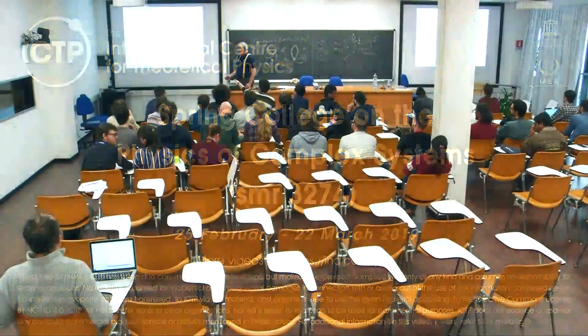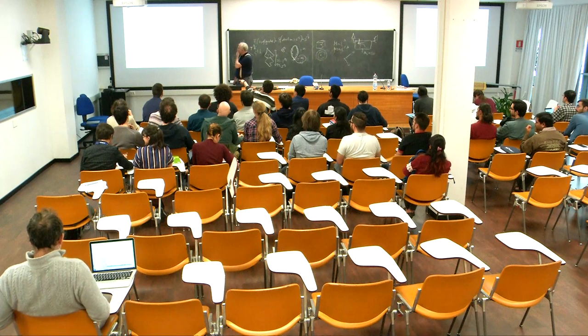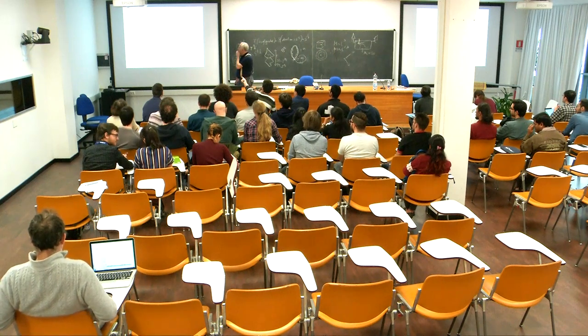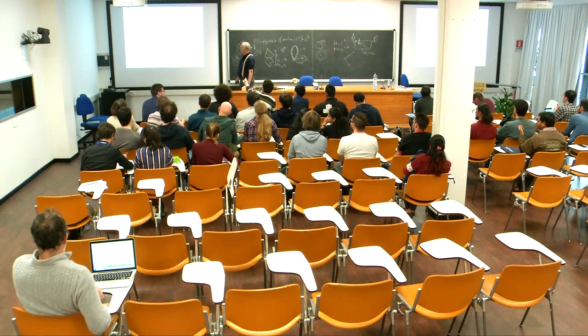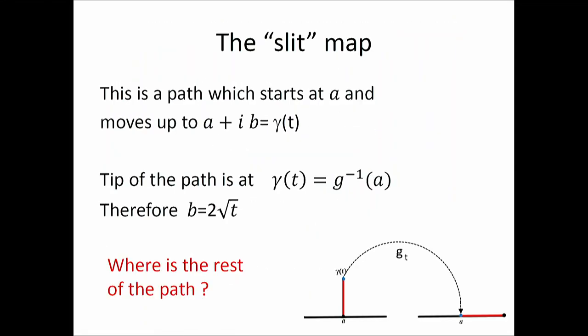Slide before. Before again? Okay, here. Where there is, hence, G has this shape with A plus square root of this stuff. Yes. And then in the slide after, we write that G to the minus 1 of A is gamma T, and gamma T is A plus iB. Yes. And B is this value.